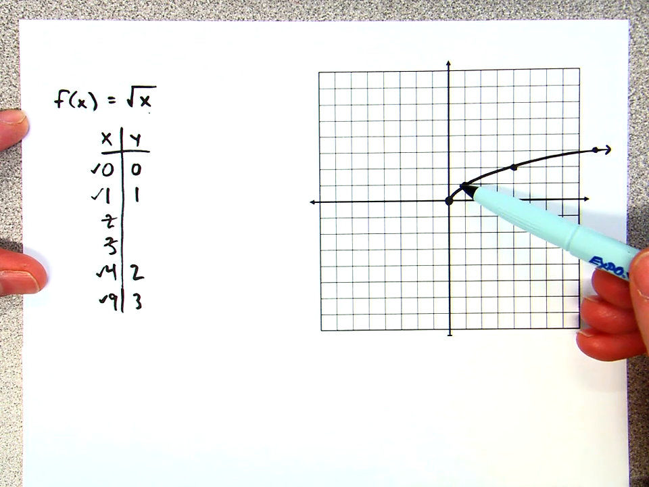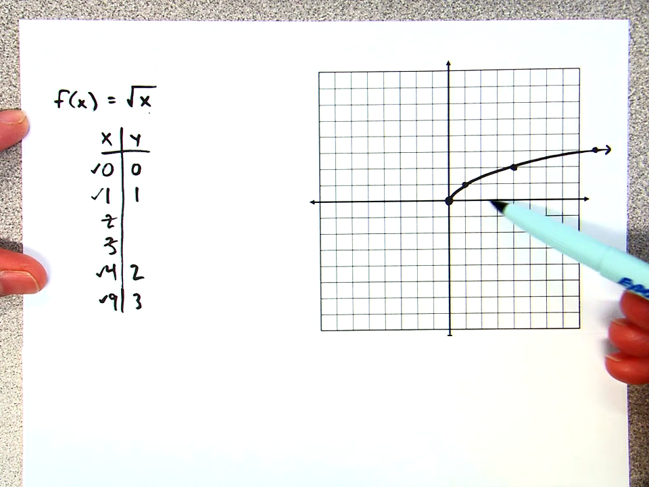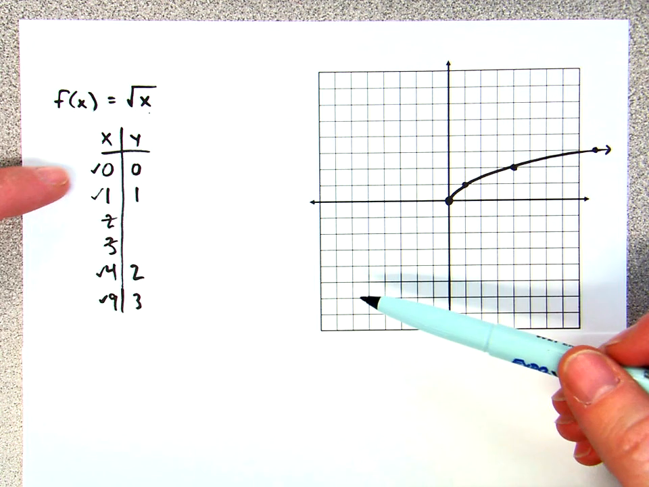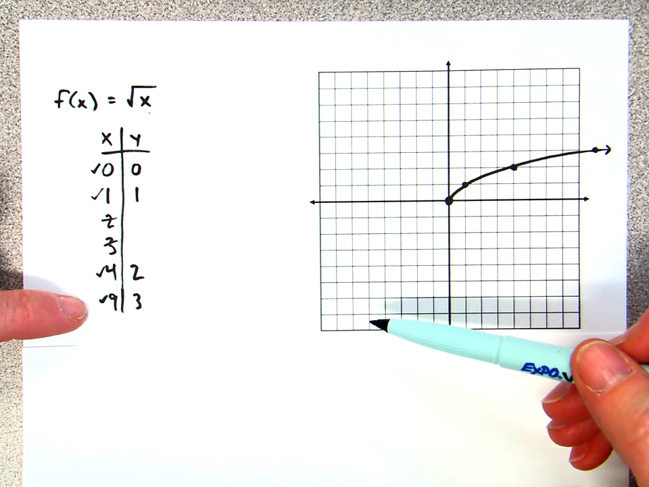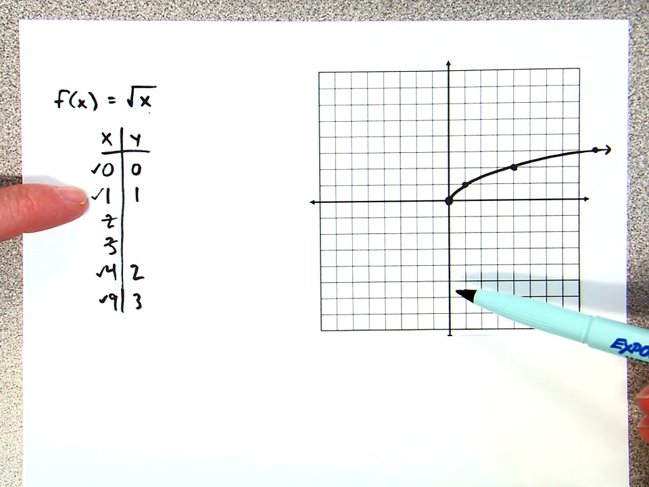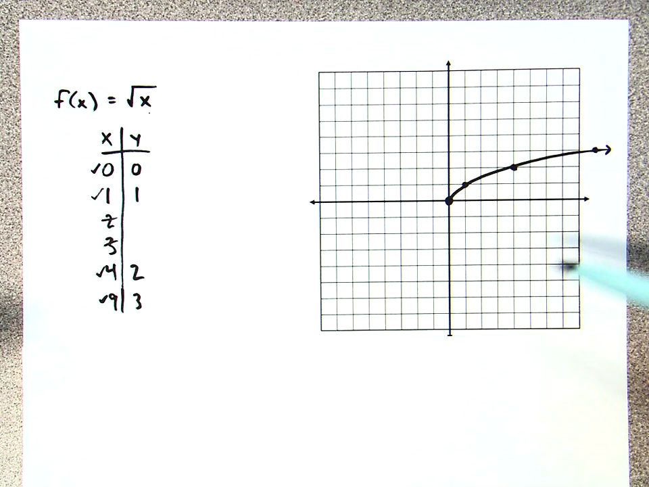So it grows kind of quick at the beginning, but then it's going to take larger x's to grow faster. So like I said, as we move along, I'm going to use these, as many as we can fit on the graph, of course, to help build this basic shape as we move along. Okay?